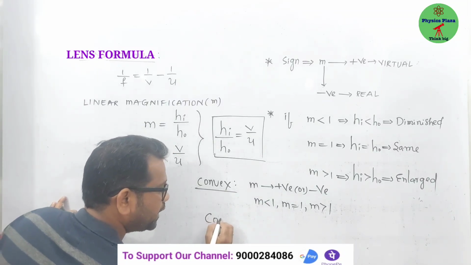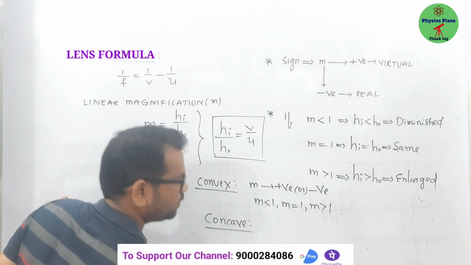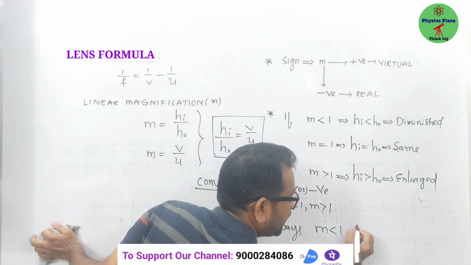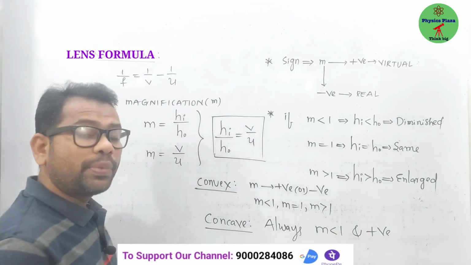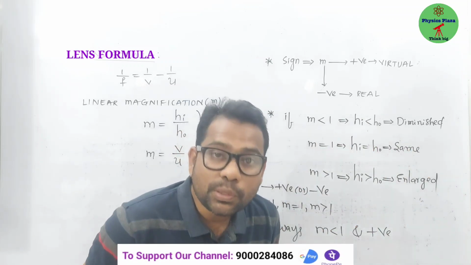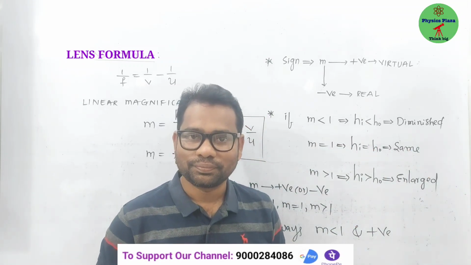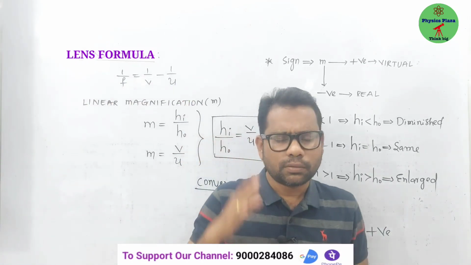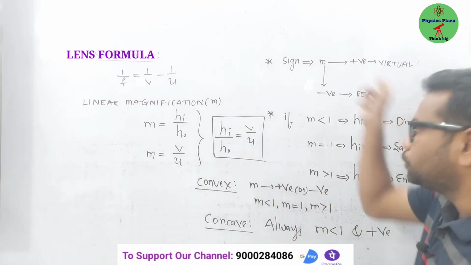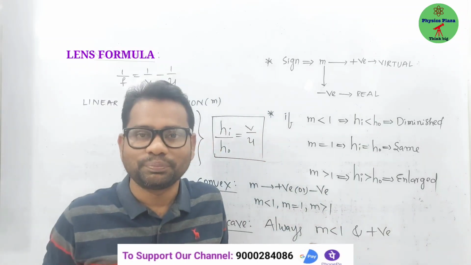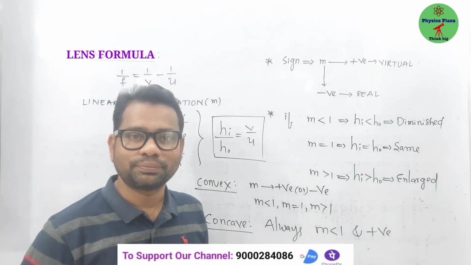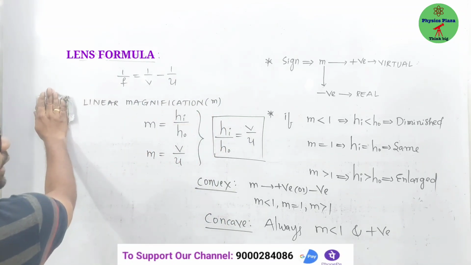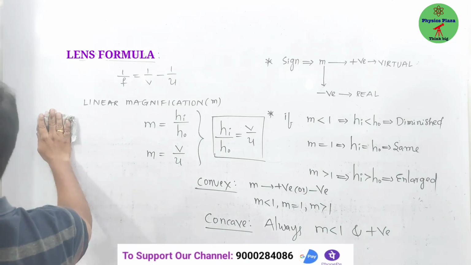When it comes to the concave lens, children, very, very important: m is always less than 1 and positive. Why always less than 1? Because a concave lens always gives a diminished and virtual image. Okay, so children, these are very, very important. Many students are getting confused. Children, just be cool, copy this, go through this, then you will understand. Very simple. Just capture the information and store it in your brain. Clear? Fine. So this is about the lens formula and linear magnification. Can I erase? Copy it.